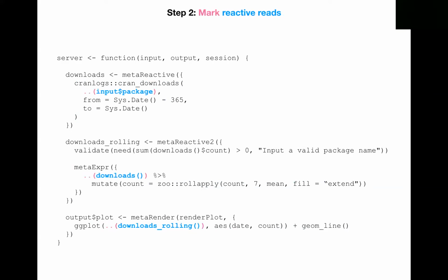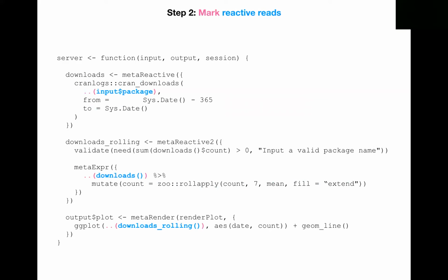you're going to have to mark these reactive reads with something we're calling the dot dot operator. And we'll see what happens when we actually go to generate the code in a couple minutes. But the idea here is that by marking these reactive reads, Shiny Meta will know what to do in the sense of substituting input$package with whatever the current value of that input is at the time. So that's the reason why we need to mark these things.